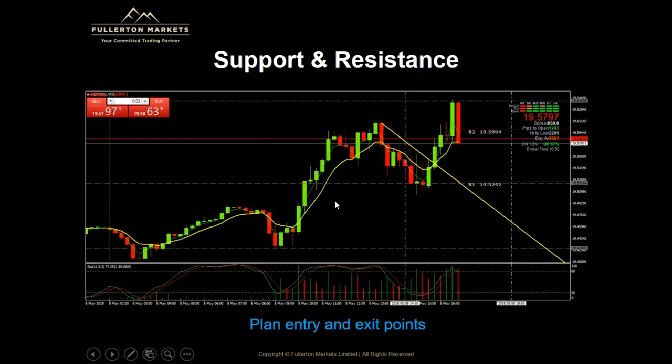And then plan your entry and exit points. The exit point I already told you should be your target area, your resistance, or if it's a short, it would be your support line. Okay, that's your exit point. But how do you plan your entry point?